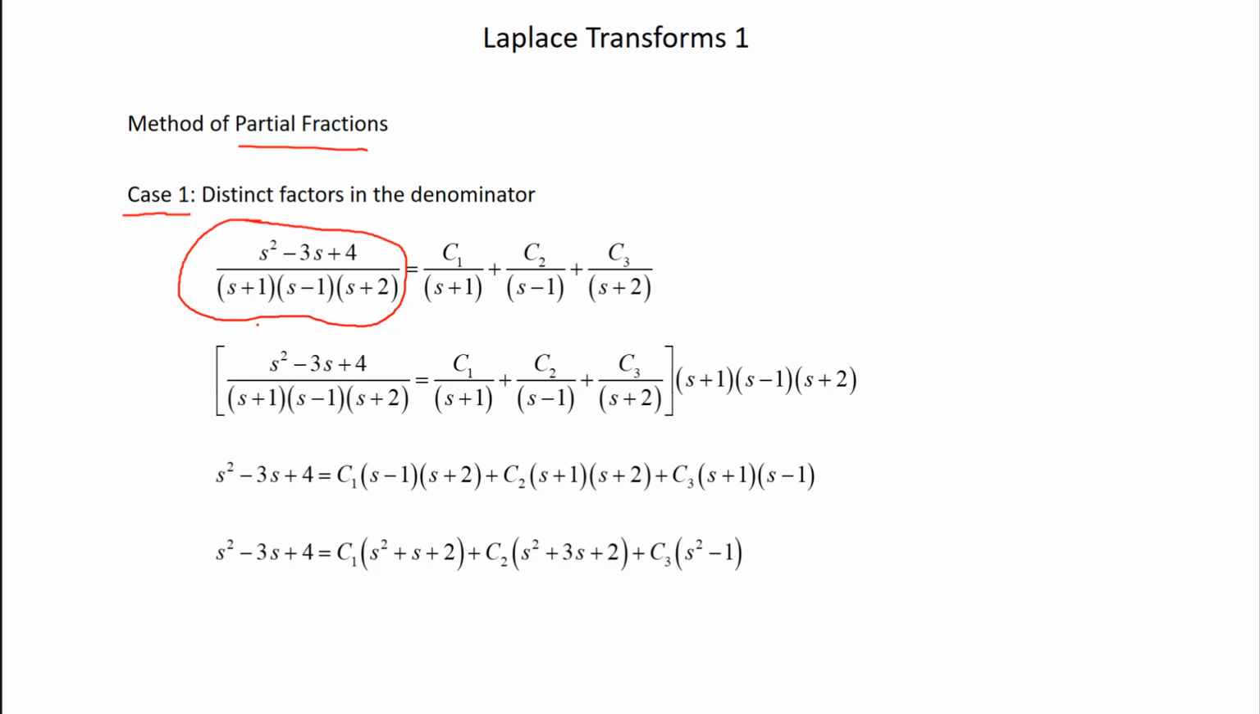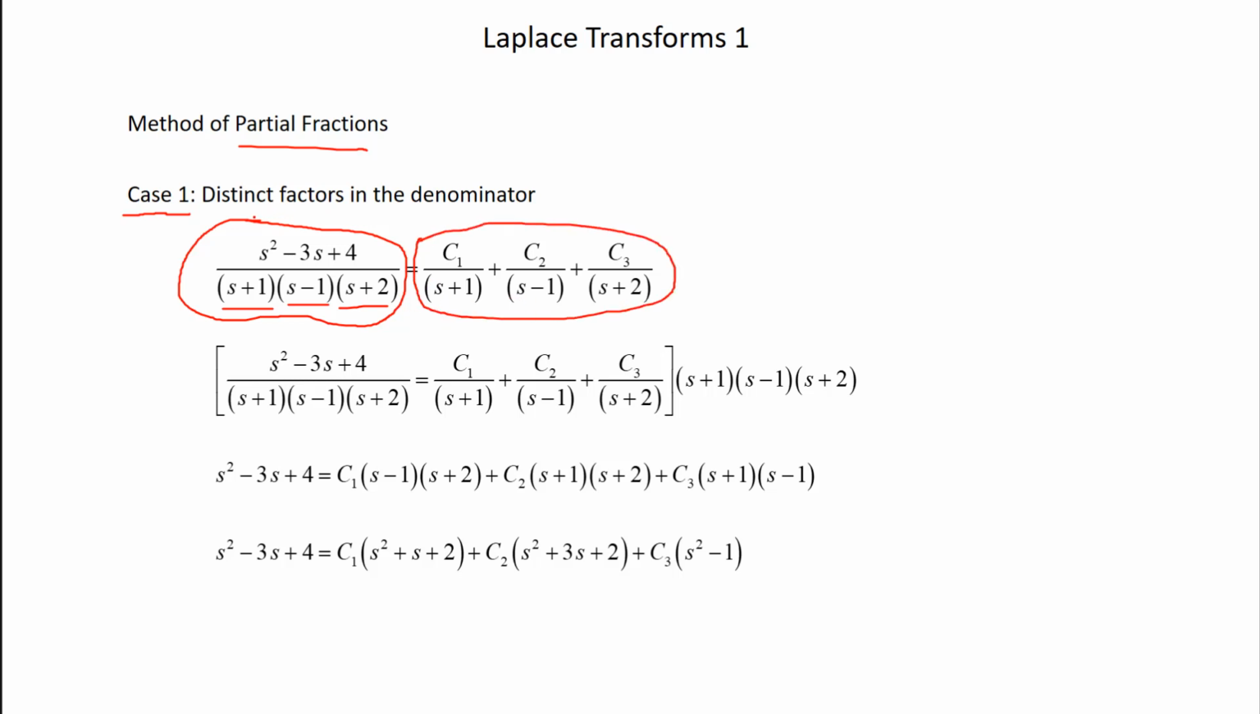This is the most common case, where I have this fraction and it has distinct terms in the denominator, right? So I have s plus 1, s minus 1, and s plus 2. In that instance, what I can do is break it into three fractions like this, one corresponding to each of those terms, right?